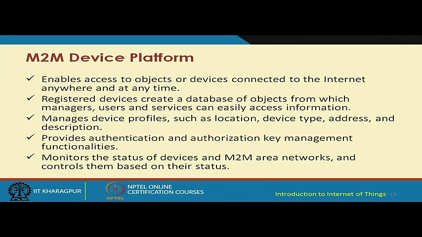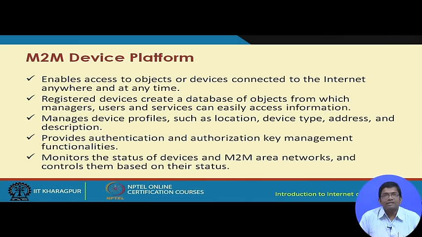So when we talk about the device platform, it enables access to objects or devices connected to the internet anywhere and at any time. The registered devices create a database of objects from which the managers, users, and services can easily access the information. The device platform manages the device profiles such as location, device type, address, and description. It provides authentication and authorization key management functionalities and monitors the status of devices and M2M area networks and controls them based on their status.